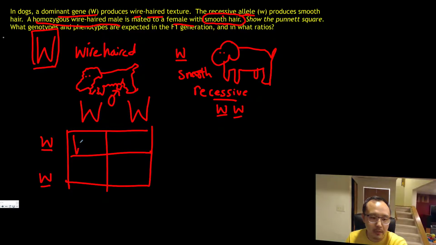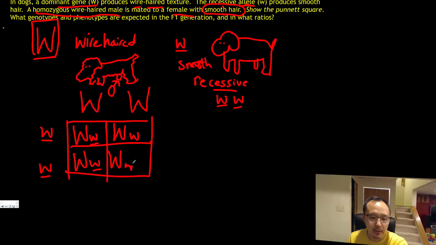I have an uppercase, lowercase, uppercase, this is from here, and then lowercase. And then uppercase, you always put your uppercase first, lowercase, uppercase, and lowercase. Oops. So that's my Punnett square that I've completed. Now I need to show two things about the genotypes and phenotypes.